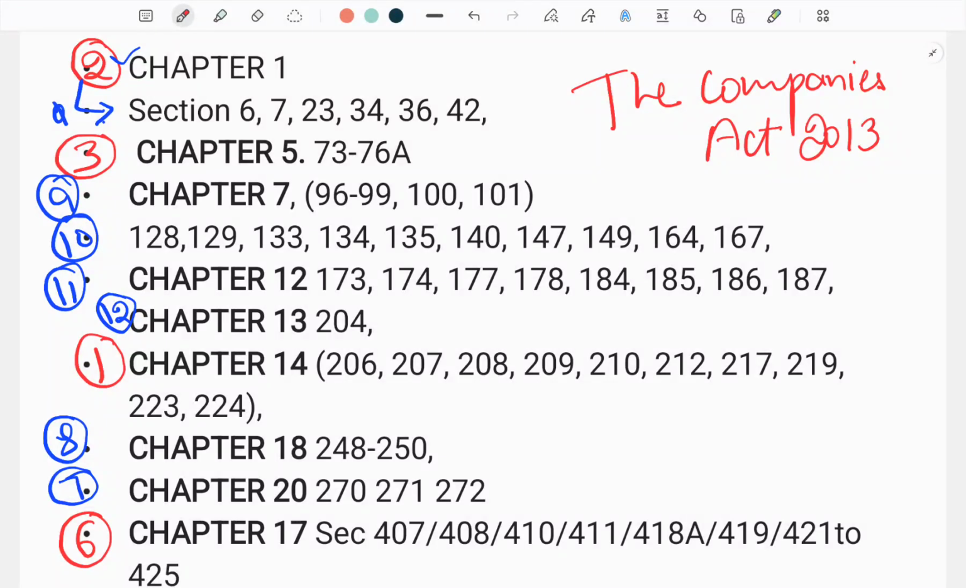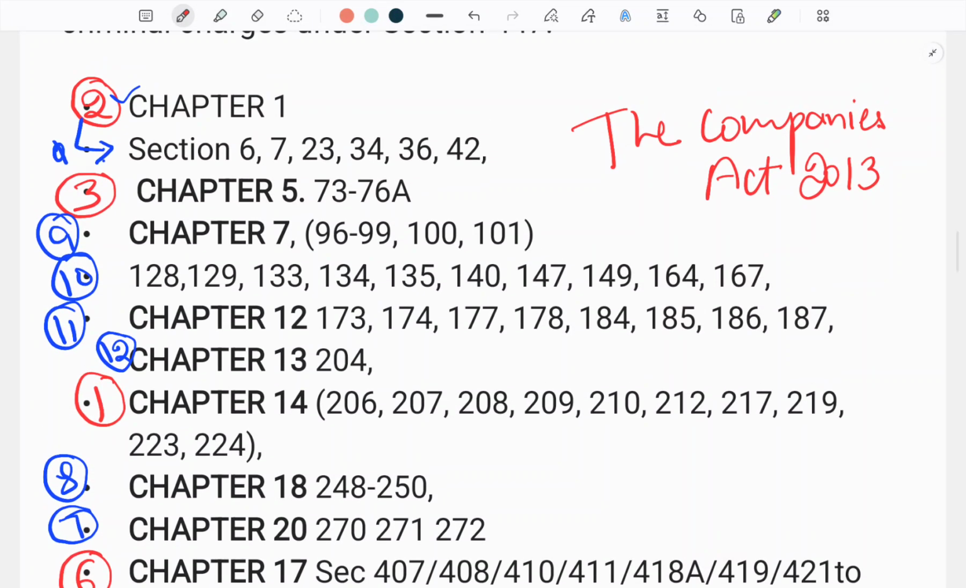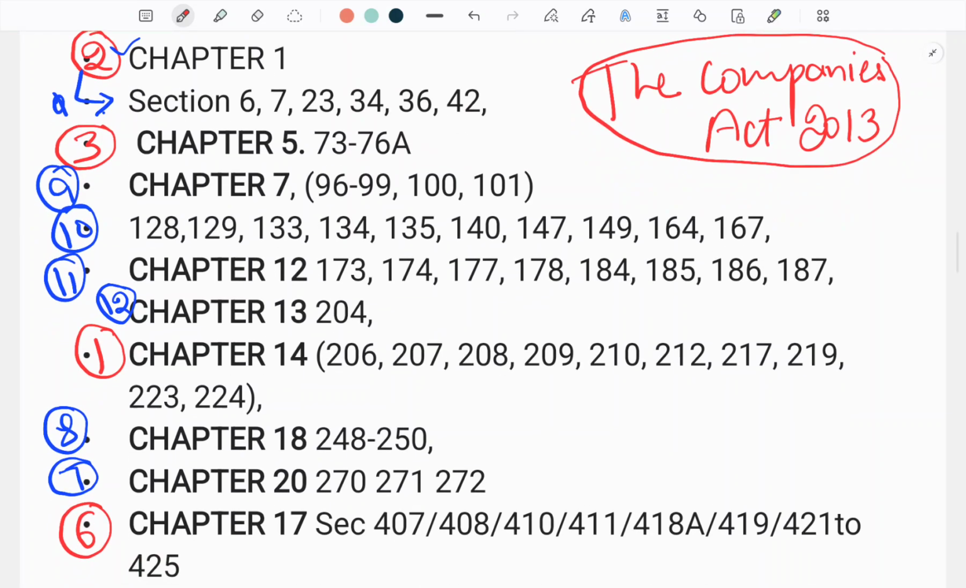Hello everyone. This video is about the Companies Act 2013. Firstly, we have to understand which are the important sections from our exam point of view. The exam we are going to appear in is on 11th January 2026, for CBI APP, CBI PP, etc.